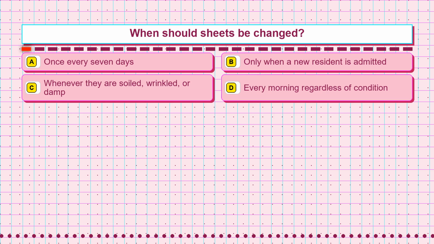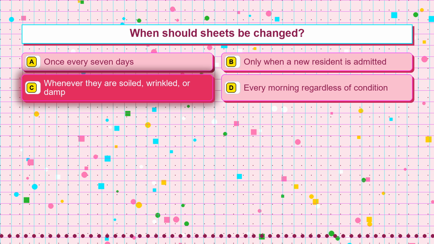Question 47. When should sheets be changed? Option A. Once every 7 days. Option B. Only when a new resident is admitted. Option C. Whenever they are soiled, wrinkled, or damp. Option D. Every morning regardless of condition.